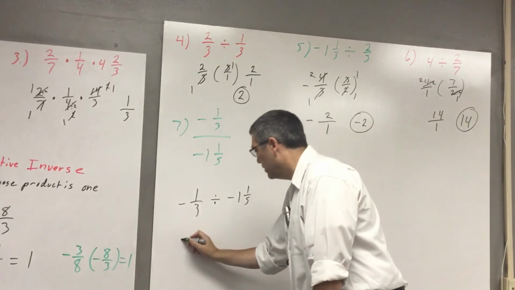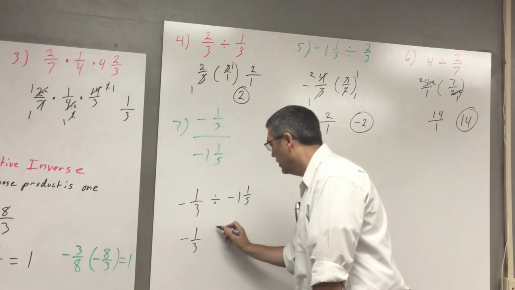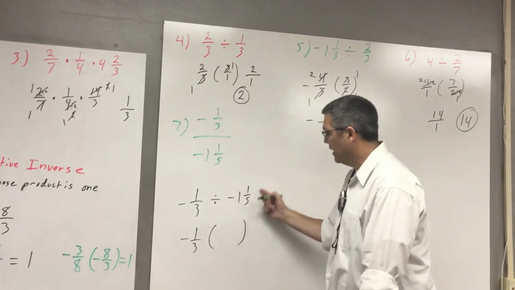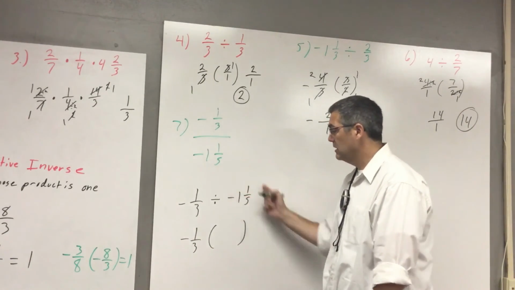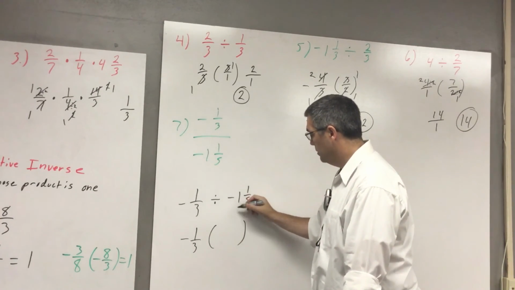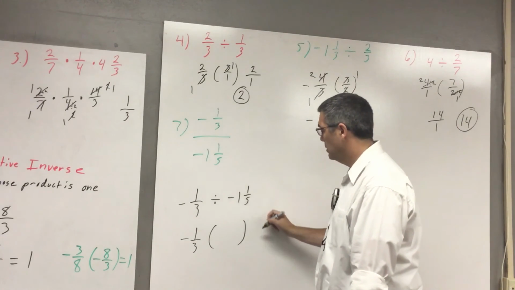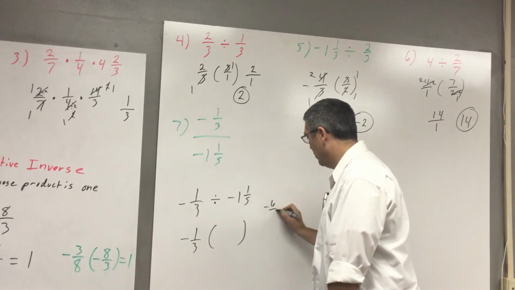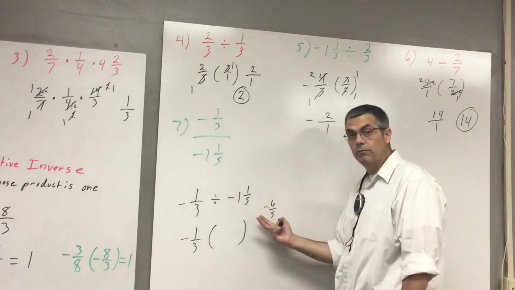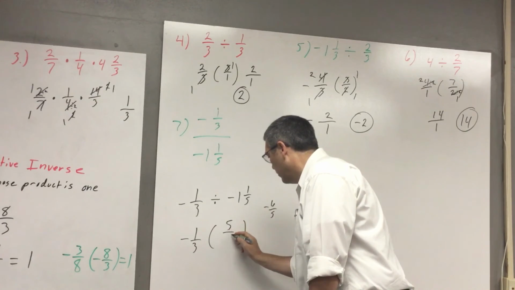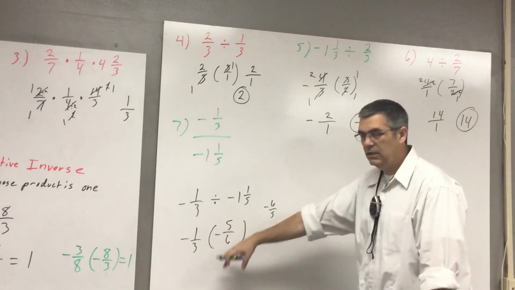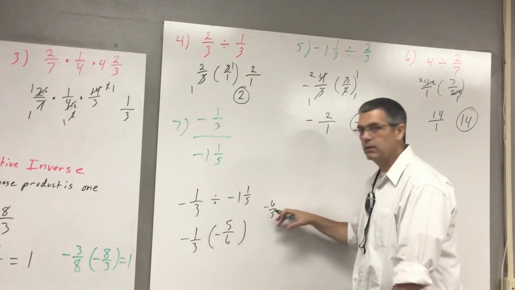Okay, so I've got -1/3 times, because I'm going to change that to multiplication, but I got a mixed number here, so now I've got to change this to an improper fraction. So 5 times 1 is 5, plus 1 is 6, so this becomes -6 over 5, and then I'm going to multiply by its reciprocal, so now I'm going to flip this over, and I get 5 over 6 here. Okay, so change it first, then multiply by the reciprocal. I kind of skipped a step there, I shouldn't have.